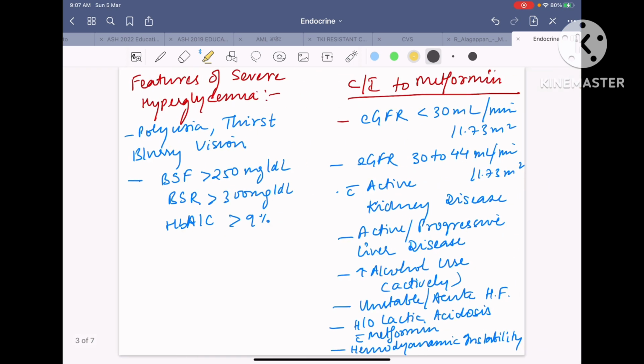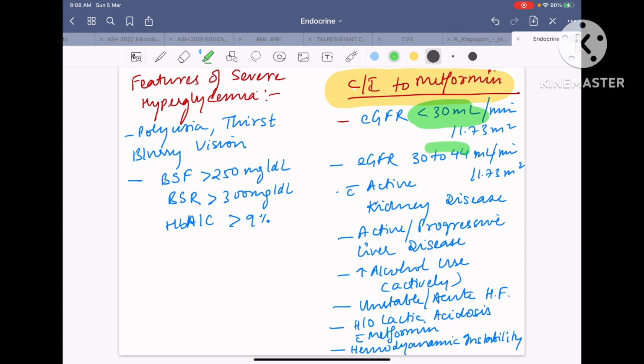Now moving to contraindications to metformin. So we should know what the contraindications to metformin are. The eGFR, now there are various ways to calculate this glomerular filtration rate. The best method for adults is the Cockcroft-Gault formula. According to the Cockcroft-Gault formula, if the eGFR is less than 30 ml per minute per 1.73 square meters, metformin should not be given.